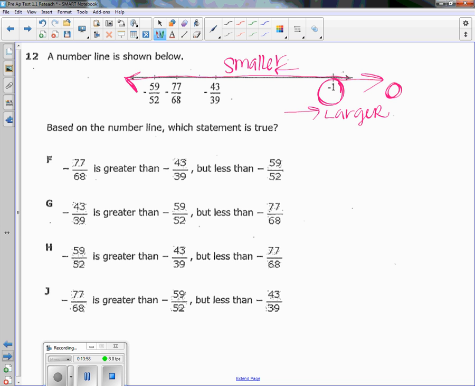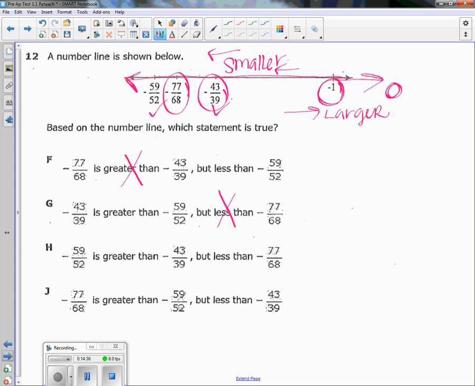So let's look at answer choice F. We have -77 over 68 is greater than -43 over 39. So I'm comparing -77 over 68 to -43 over 39. I've already said that if it's to the left of this number, it's smaller, so that doesn't work. Let's go to answer choice G. We have -43 over 39, and it's saying that this is greater than -59 over 52, so that checks out, but less than -77 over 68, and we know that that doesn't work.